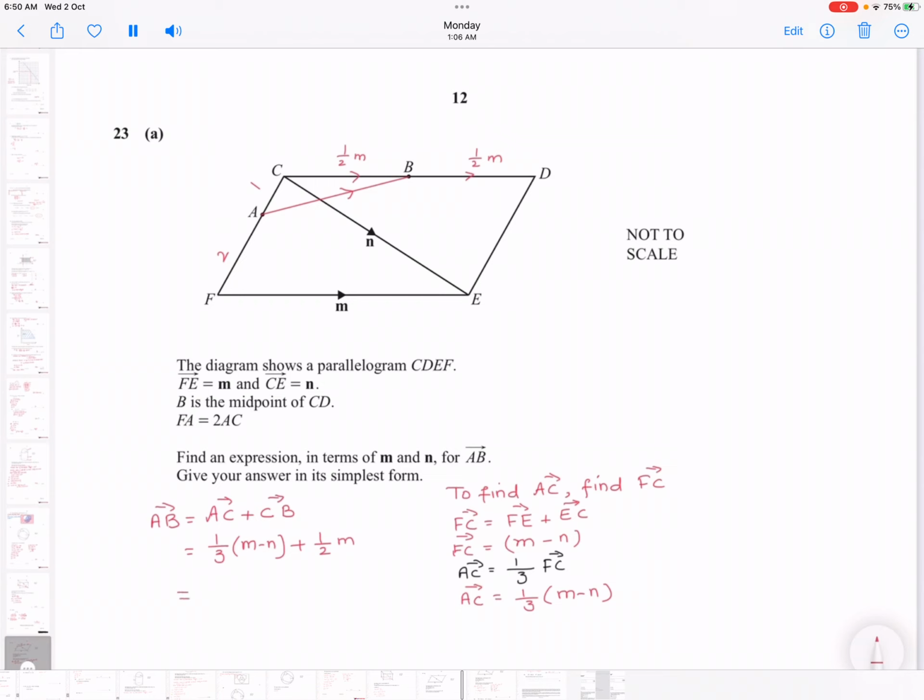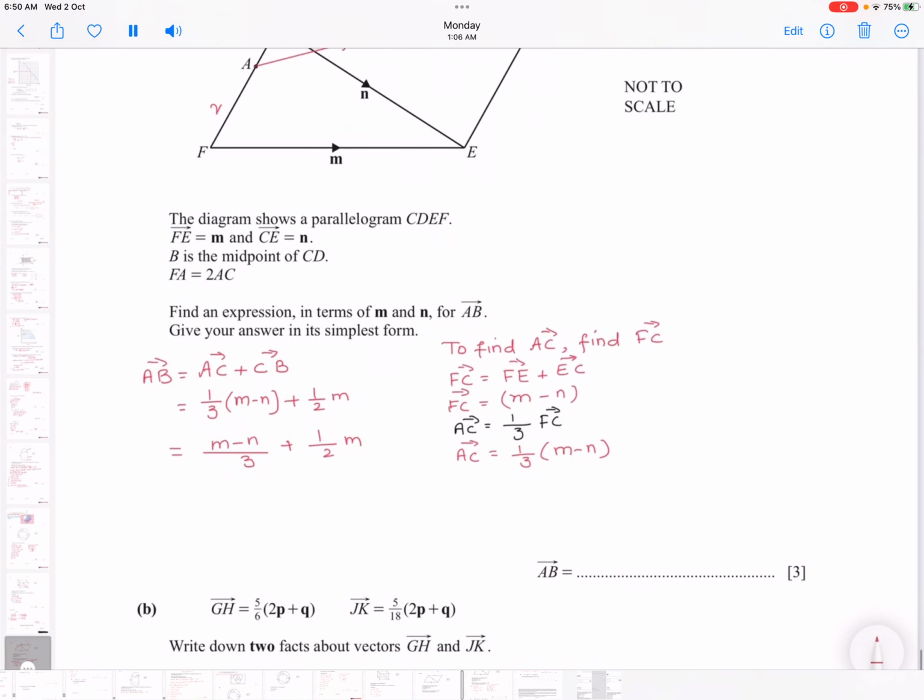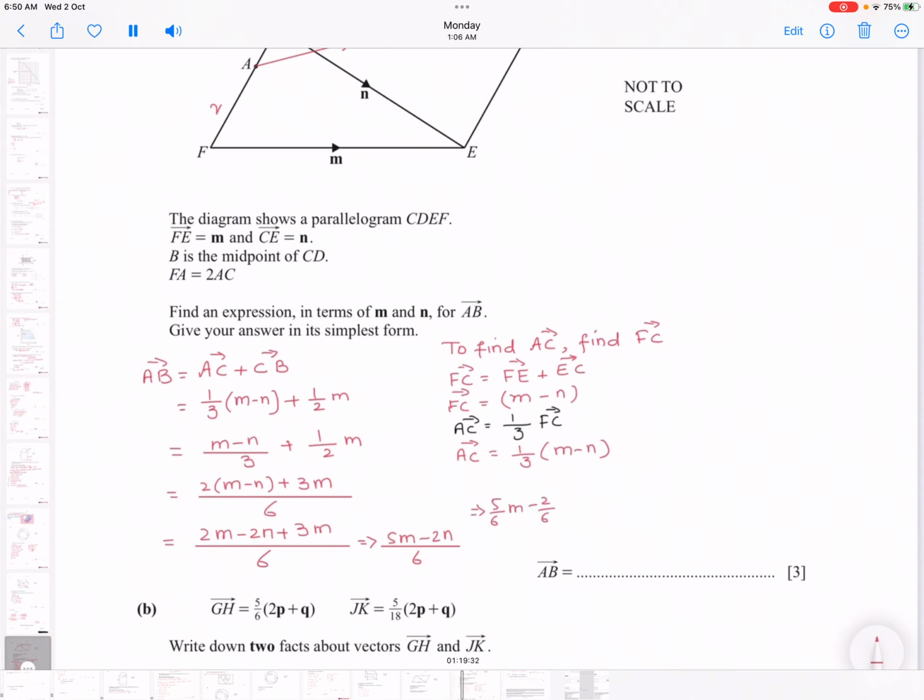Now from here you can simplify this taking the LCM, 6. So it becomes 2 times m minus n plus 3m. And this is 2m minus 2n plus 3m, which makes 5m minus 2n over 6. So 6 is a common denominator, you can write 5 over 6 m minus 2 over 6 n, or 5 over 6 m minus 1 over 3 n.